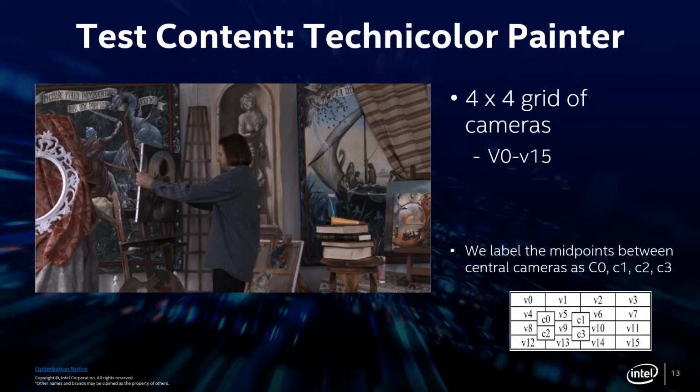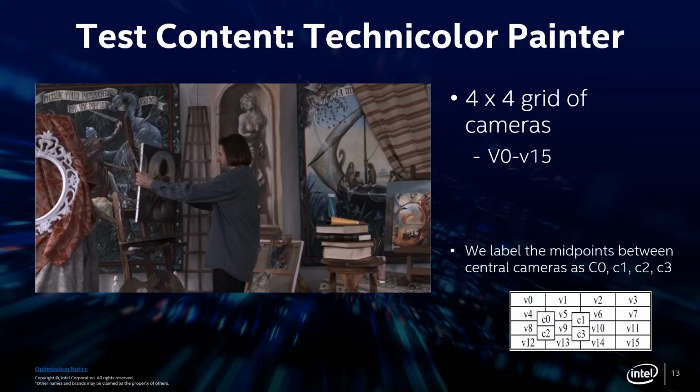So again, the V labels are actual camera positions, and then the C positions are positions in between the cameras for which there is no camera data. And we'll use those points for some of our viewpoint interpolation measurements. And so that is our test content.